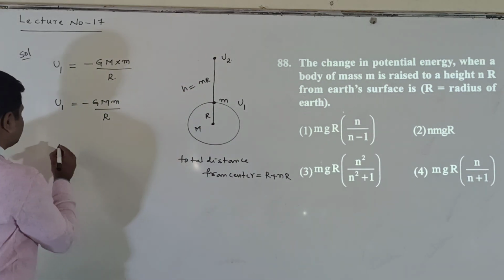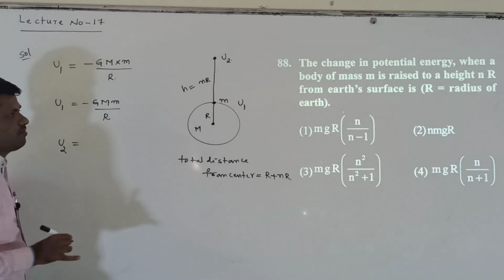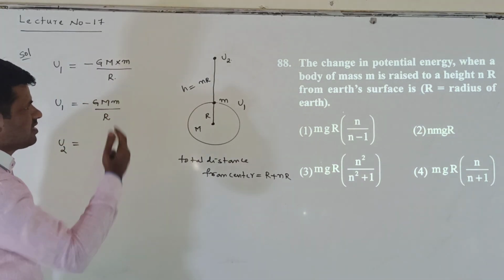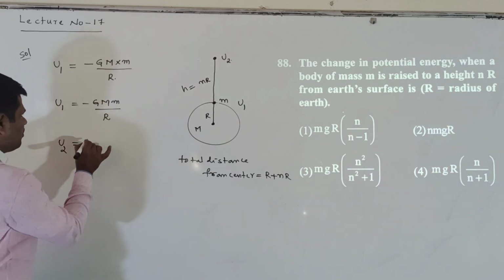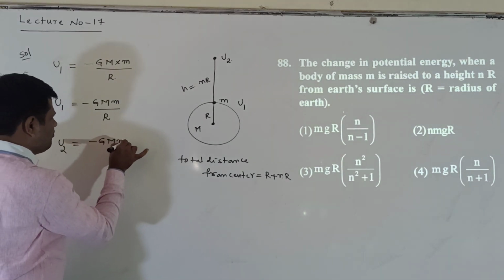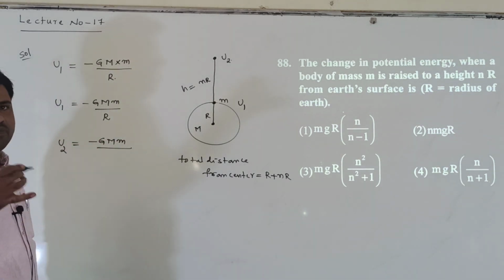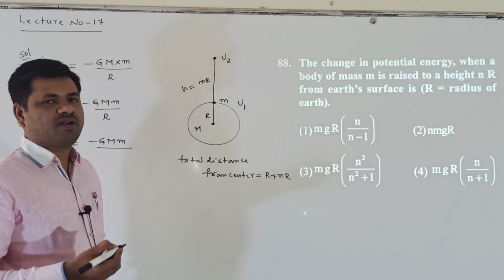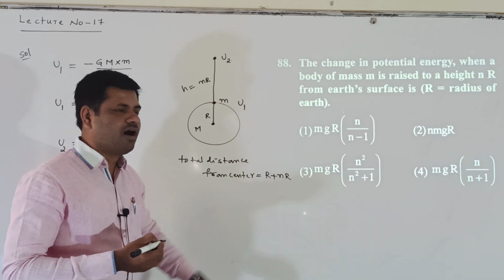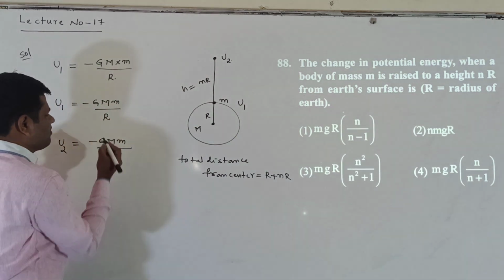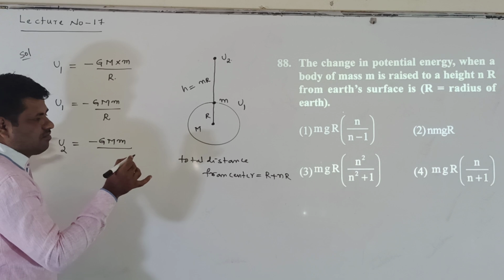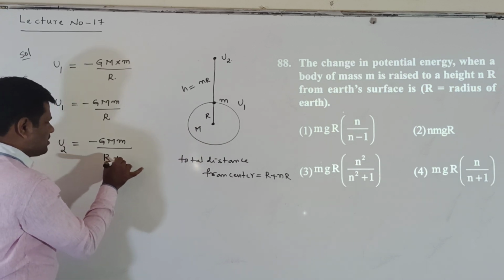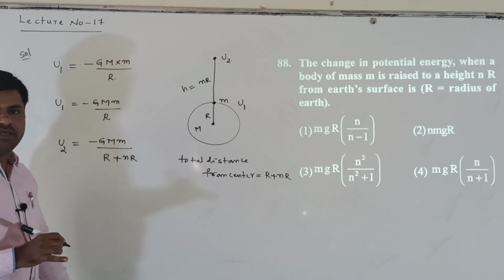So the potential energy at height nR from the surface of the earth, which I consider as U2, is equal to minus GMm by the total distance of the body from the center of the earth. The total distance from the center of the earth is R plus nR. So in the place of R, what is coming here? Distance R plus nR. Is it clear?